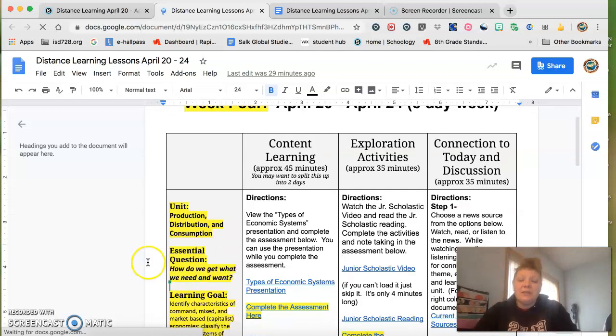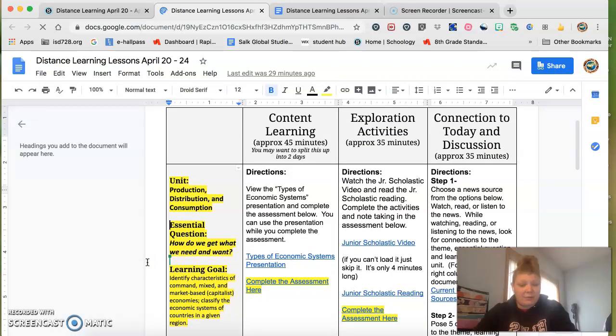The last couple of weeks we were working on our unit on movements of people. We are shifting now into a new unit. Our unit this week is production, distribution, and consumption. Hopefully you guys remember some of that from 6th and 7th grade. As 6th graders you would have studied the fur trade in that unit. As 7th graders you would have studied the Great Depression as a part of that unit.